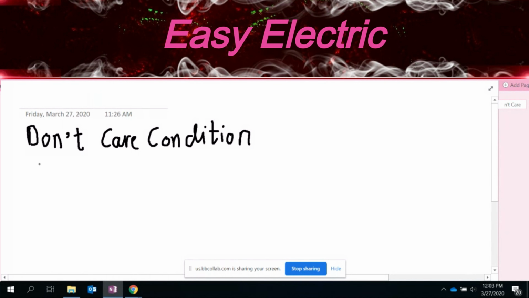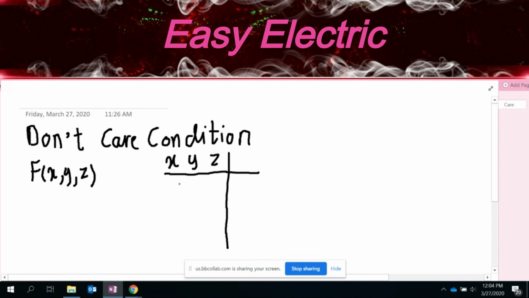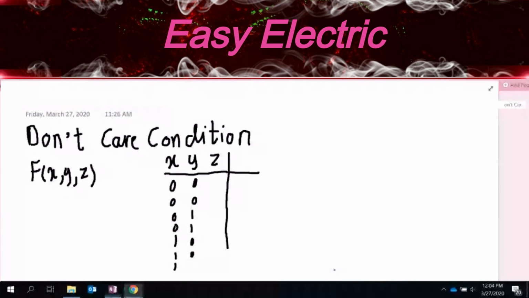Suppose you have the function f of x, y, and z. So you have the truth table for this function. It is actually x, y, z: 0 0 0, 0 0 1, 0 1 0, 0 1 1, 1 0 0, 1 0 1, 1 1 0, 1 1 1. And here you have the f.